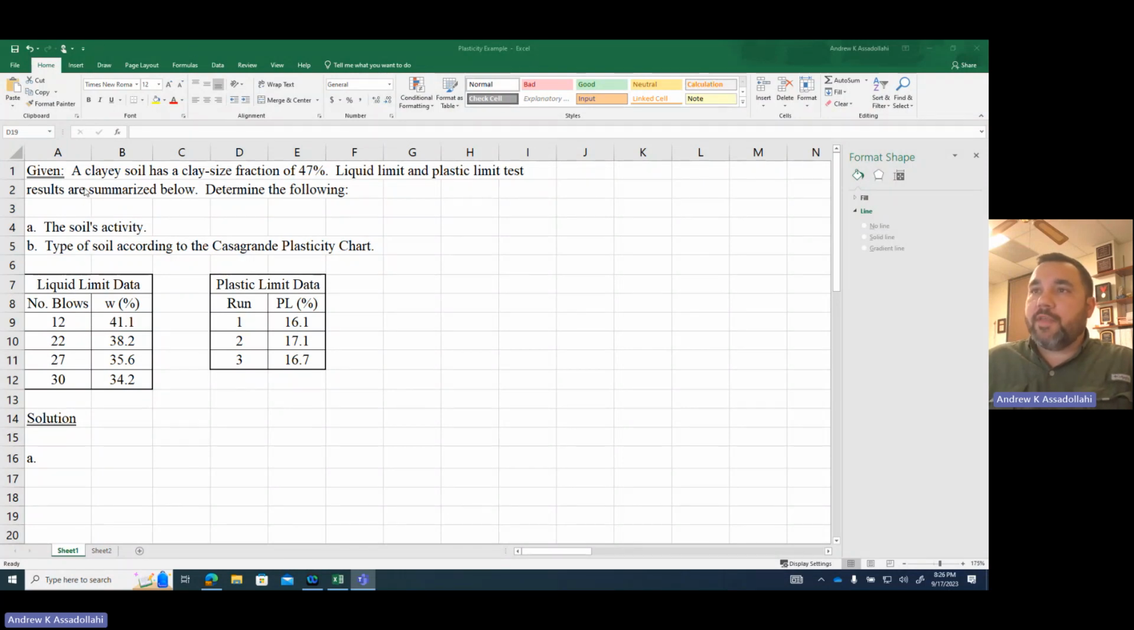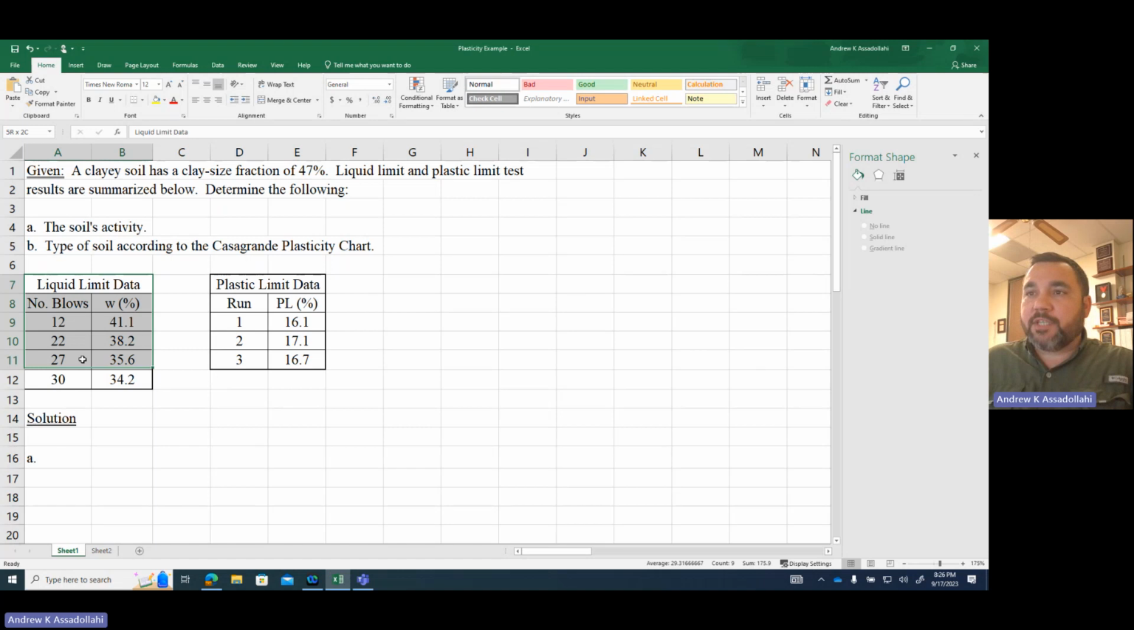Here we're being told that we're given a clayey soil that has a clay size fraction of 47%. Liquid limit and plastic limit test results are summarized below, and we're being asked to determine the following. First, the soil's activity. Second, the type of soil according to the Casagrande plasticity chart. So let's make sure we know what we're looking at first.